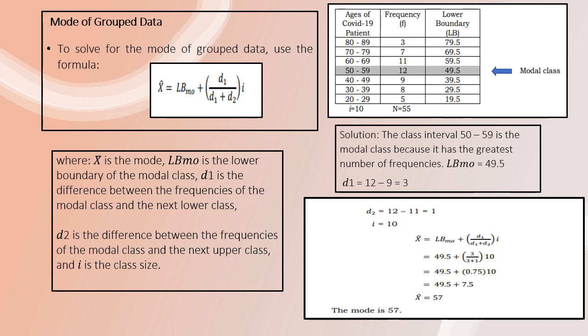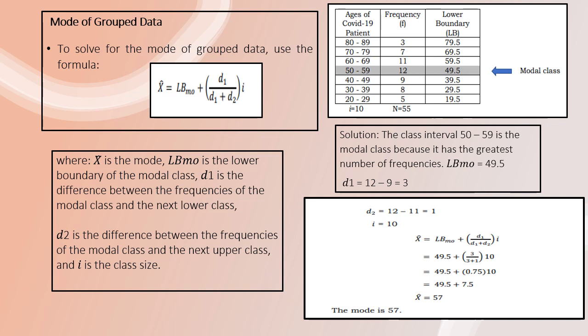Mode of grouped data. To solve the mode of grouped data, use the formula: x̂ equals LB sub MO plus d1 over d1 plus d2 times i, where x̂ is the mode, LBMO is the lower boundary of the modal class, d1 is the difference between the frequencies of the modal class and the next lower class, d2 is the difference between the frequency of the modal class and the next upper class, and i is the class size.